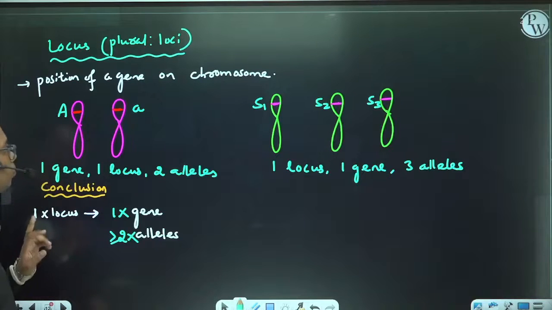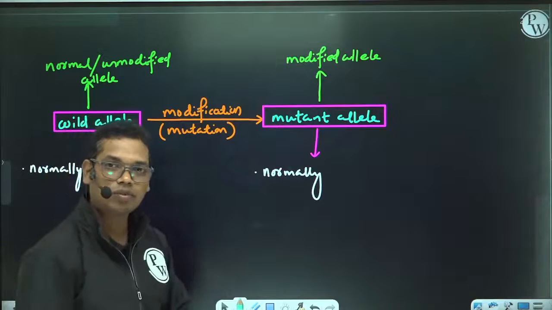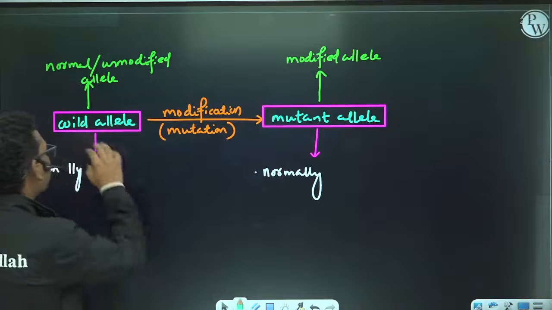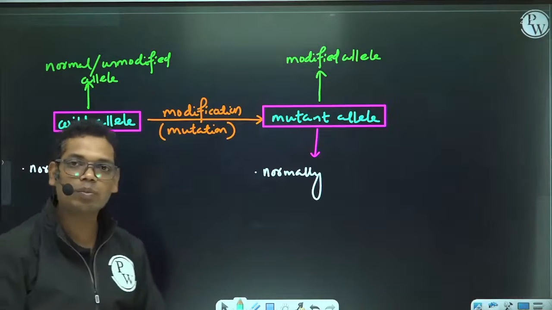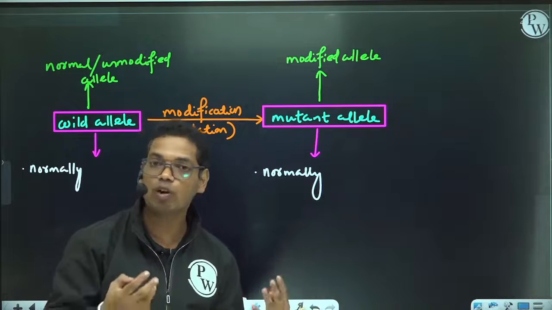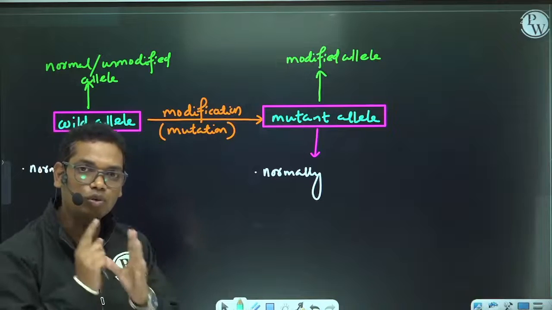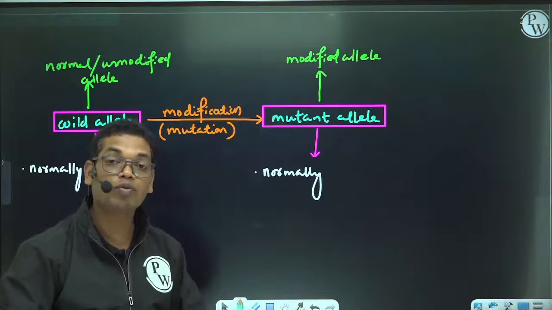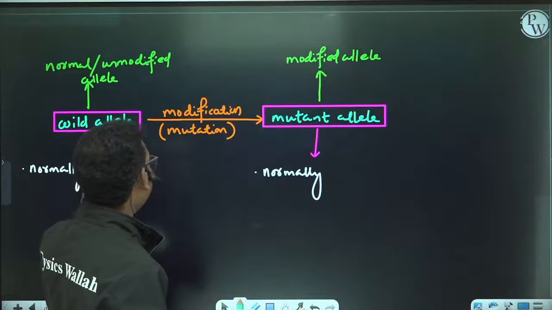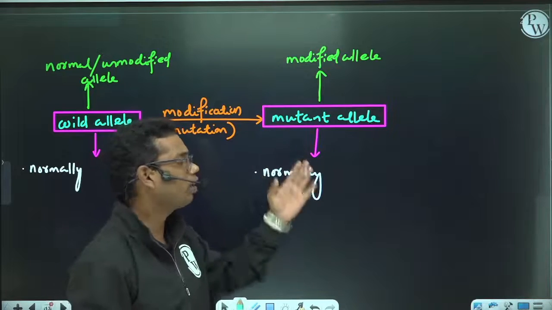Okay, now let me discuss the different types of alleles. Suppose there is an allele which is a wild allele. So what do you understand by wild allele? The allele which is present more frequently in a population is called a wild allele. I repeat, those alleles of a gene which are frequently found or more common in a population are called wild alleles, and those alleles which are less common in a population are called mutant alleles.